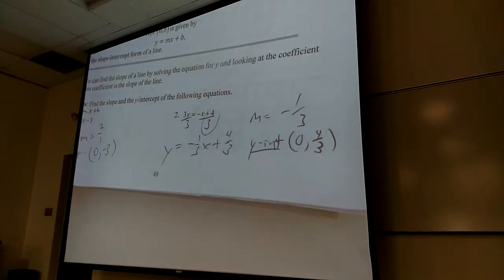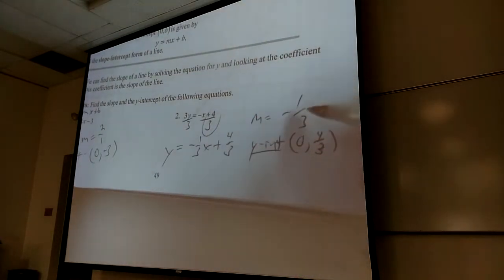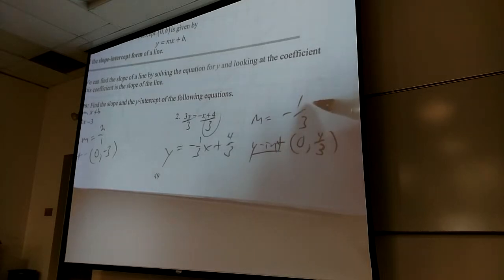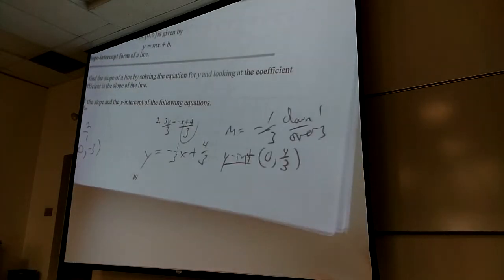I try to make a big point of this because it saves you from making silly mistakes if you remind yourself the y-intercept is a point in itself, not just a number. You won't make silly mistakes about that. And remind me, what does the slope tell me? In this case, I would go down 1 over 3. I like it.